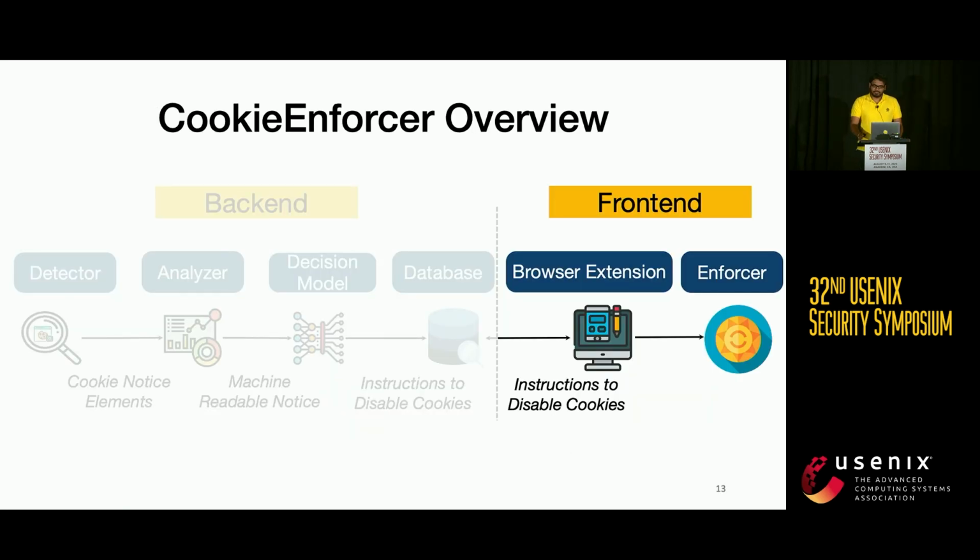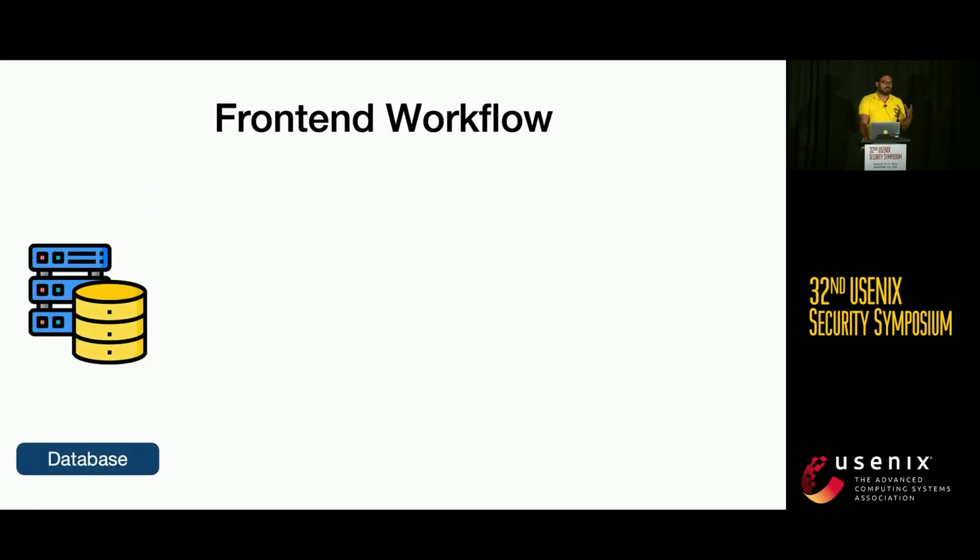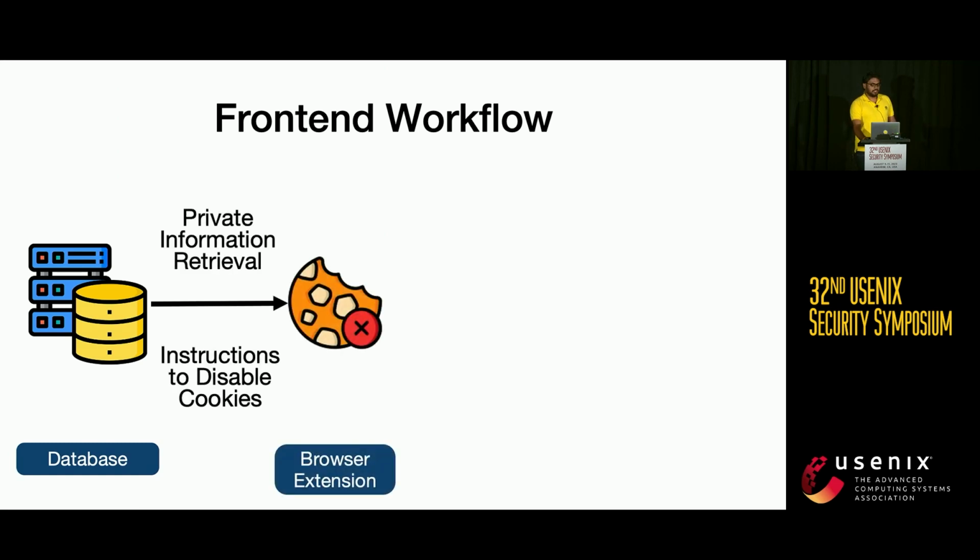Okay, so let's move on to the front end now. Recall that in the backend process, we store all the instructions into a database. Once the extension is triggered on the user's browser, it retrieves all the instructions to disable cookies for that particular website. Here we also want to make sure that we don't learn about users' browsing patterns, so we retrieve this information using private information retrieval.